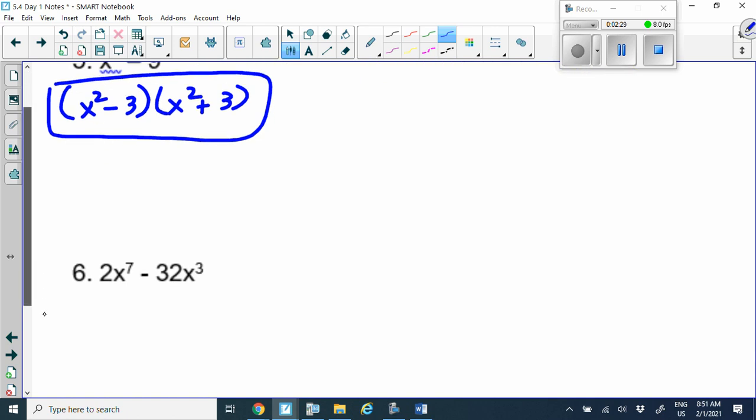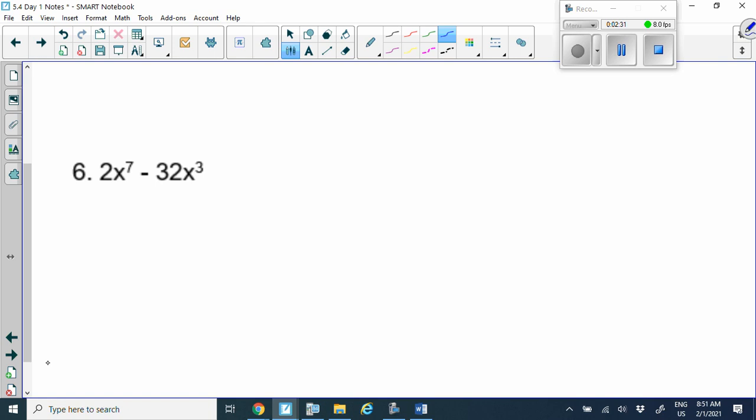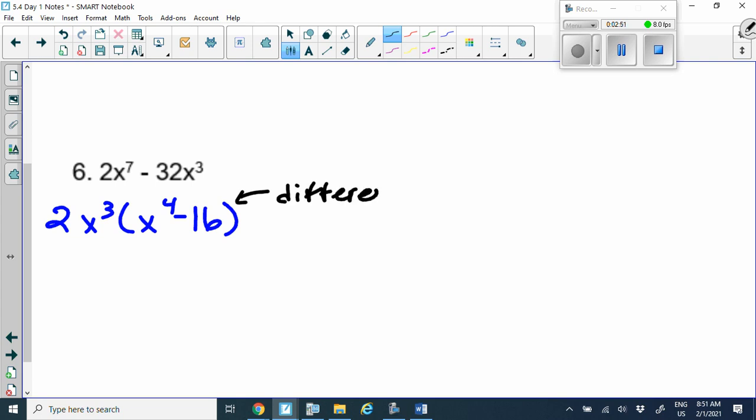Okay, let's look at number 6. We have 2x to the 7th minus 32x cubed. Once again, see if these two terms have anything in common. Yes, they both have a 2 and an x cubed in common. So I'm left with x to the 4th minus 16. Okay, x to the 4th minus 16. Can we factor this a little bit more? Yes, notice this is our difference of squares in disguise. It is very important that you notice those different types of factoring patterns because it'll make it a lot easier to factor and to get your answer.